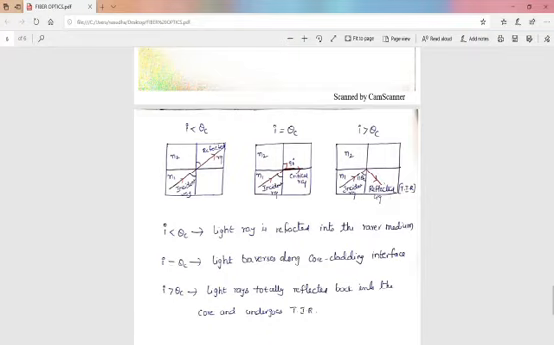So first, if angle of incidence at core cladding interface is less than critical angle, light rays are refracted into the cladding material. If it is equal to critical angle, light rays traverse along core cladding interface. If it is greater than critical angle, light rays are totally reflected back into the core material. These are the main concepts here. That is the principle of optical fiber.